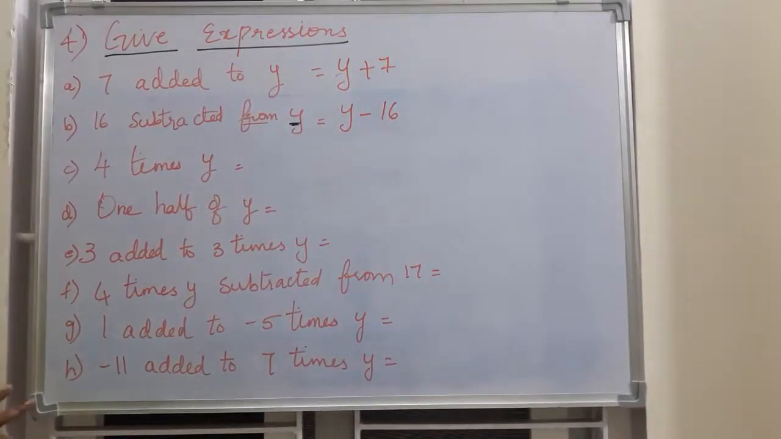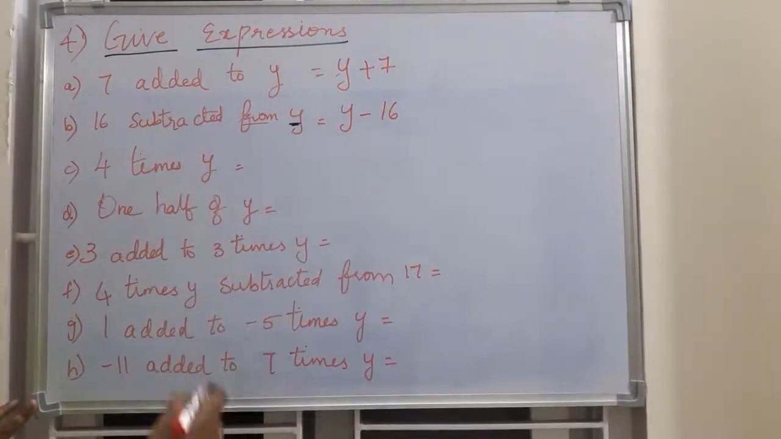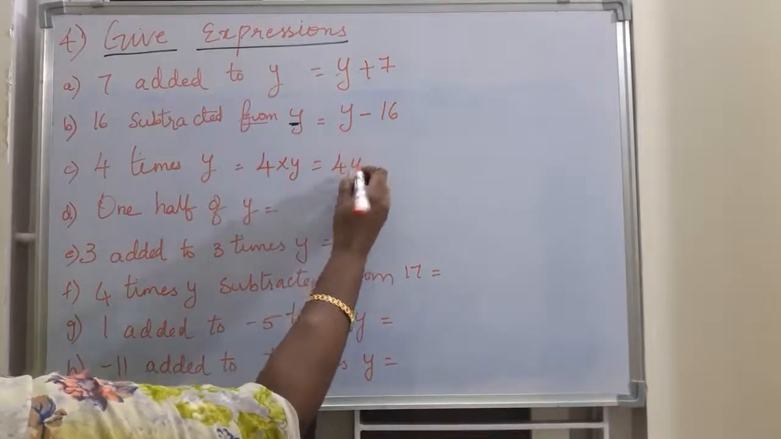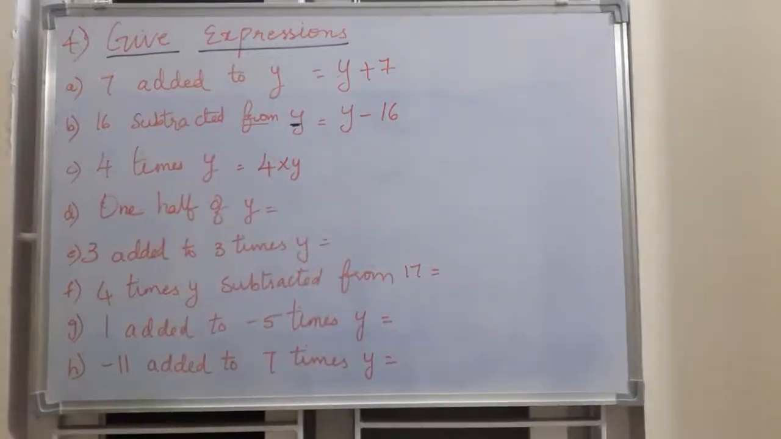Next, 4 times y means y is there 4 times. It's nothing but 4 into y. That is equal to 4y, or if you think it will cause confusion, you can just leave it like 4 into y.